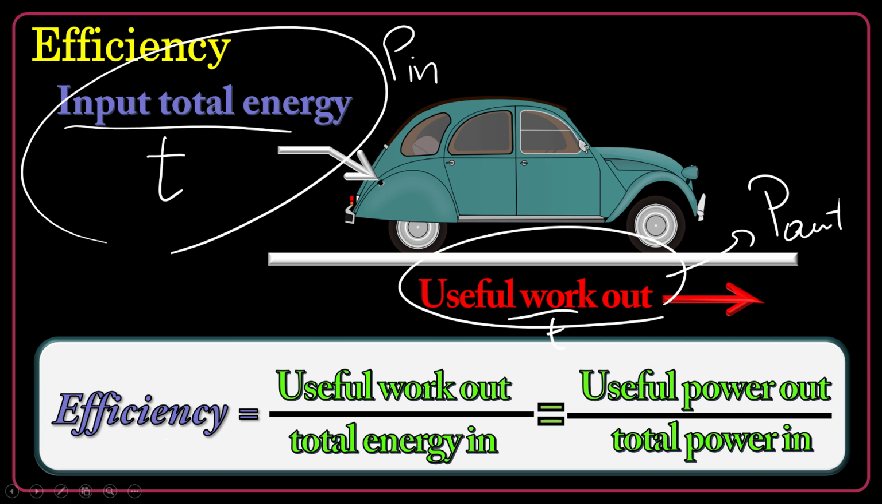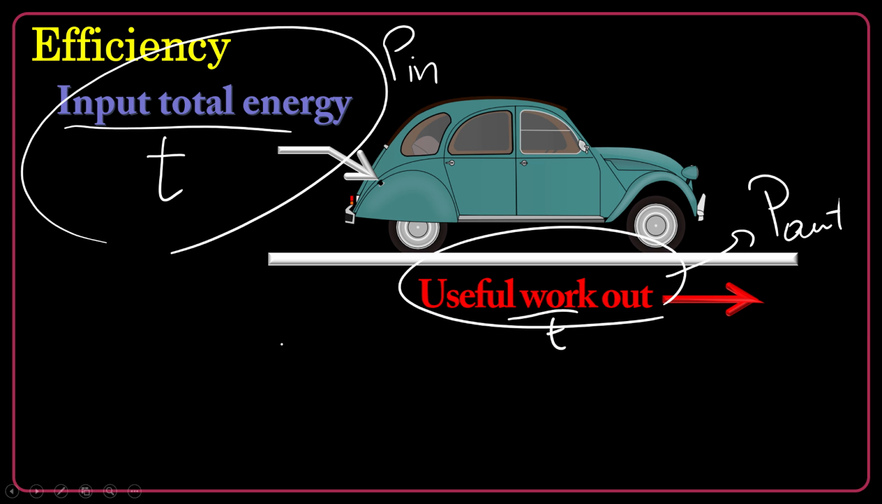Efficiency has no unit because basically upstairs and downstairs have the same unit, joule over joule, or maybe watt over watt, but it must be logically less than 1 because you cannot expect useful work out larger than total energy in. Otherwise, it would be a violation of conservation of energy. So efficiency is always less than 1. And if you multiply that fraction by 100, you will get the efficiency in percent.